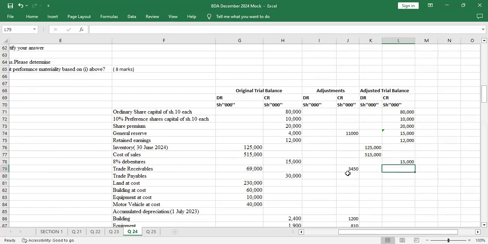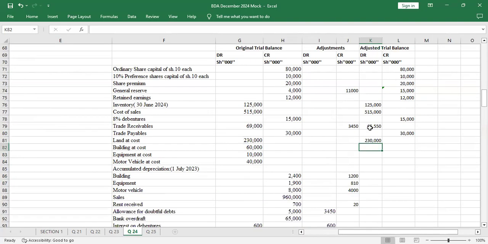Then trade receivables is on the debit side. It was 69, but you can see we had an adjustment on the credit side, which is the allowance for doubtful debt. So it will reduce. Because it's on the credit side, you subtract 34.50. Then trade payable is on the credit side, so you pick it. Then land at cost, debit side. Then you drag it up to motor vehicle at cost. Then I'll come now to accumulated depreciation.